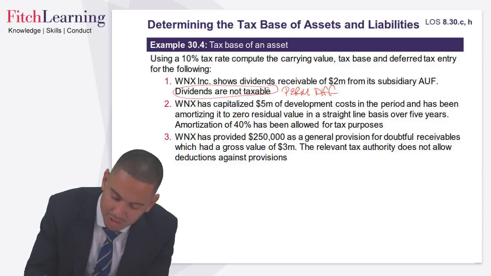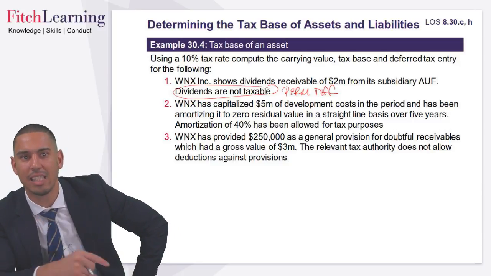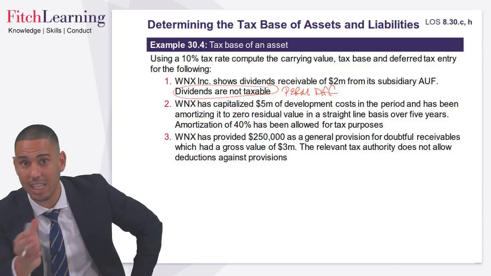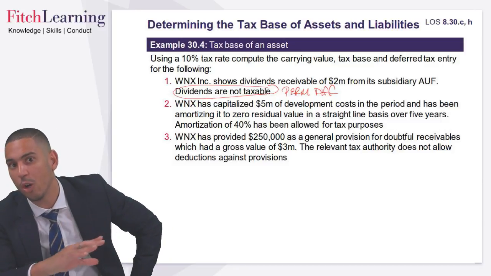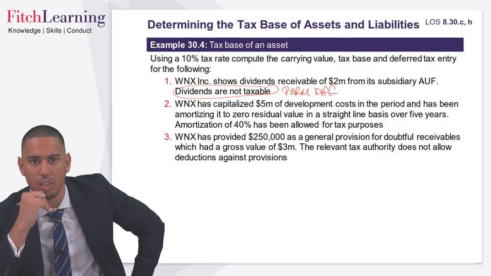If these dividends are not taxable now, they'll never be taxable. They'll never go back and tax a past dividend, which was not taxable at that time. So in which case, permanent difference, no deferred tax impact whatsoever. This will all go through the current portion.